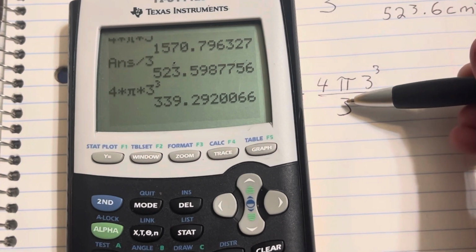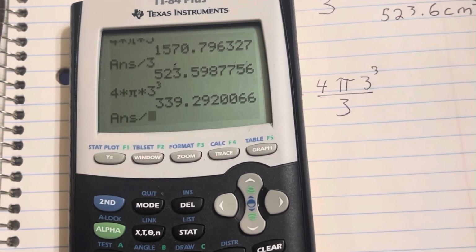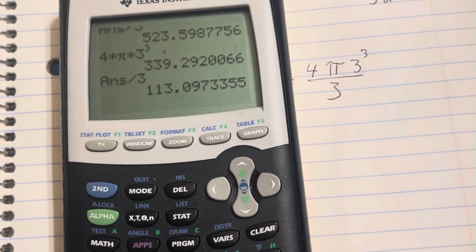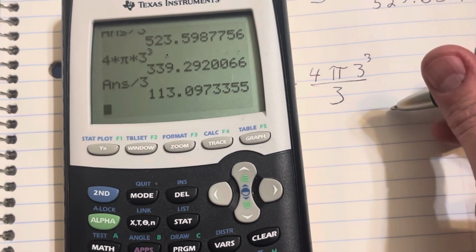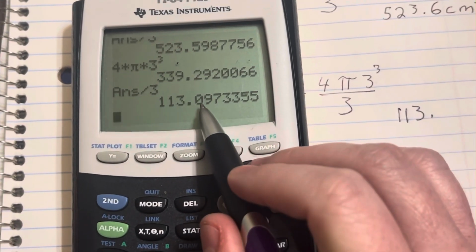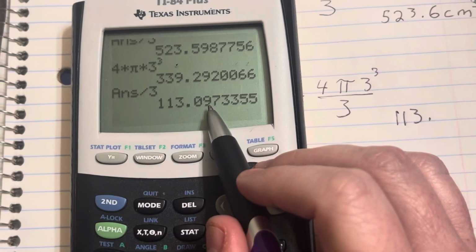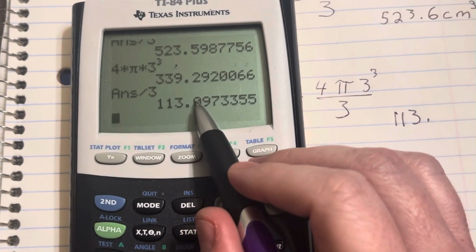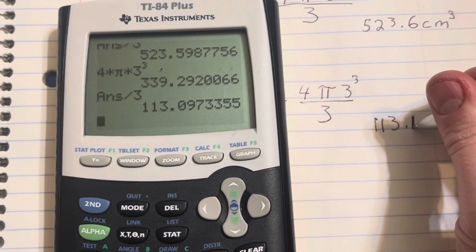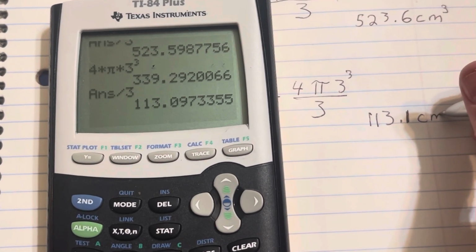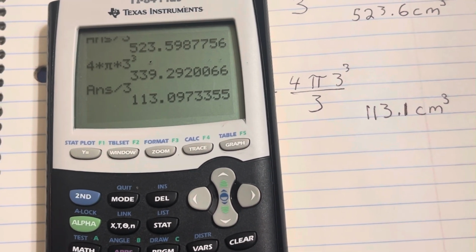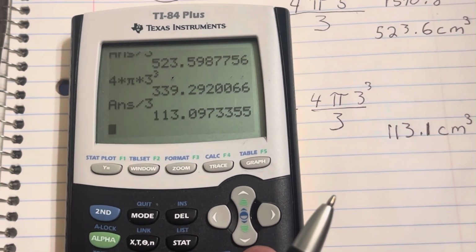The second step tells us we need to go ahead and divide by 3. Okay, so now we've got our final answer. It's 113. Then as I'm looking at the decimals, this 9 tells us to, yes, we're going to need to raise that 0 to a 1. And let's go ahead and label it. I'm just going to use centimeters again, to the third power. All right, hopefully you're getting the hang of it.